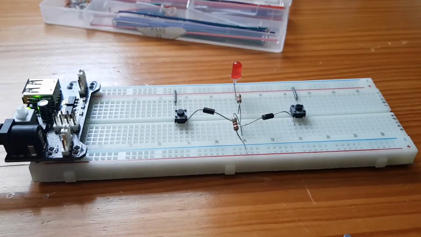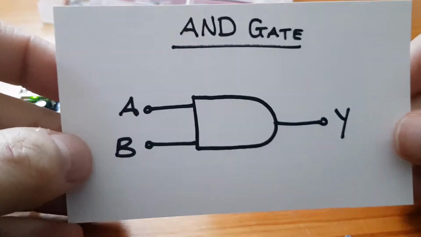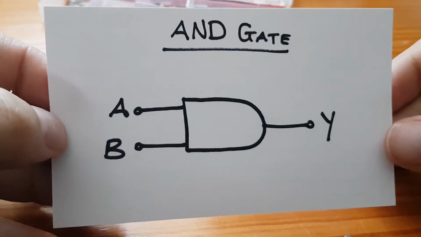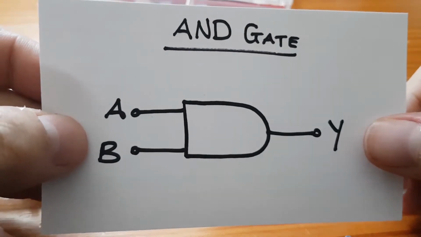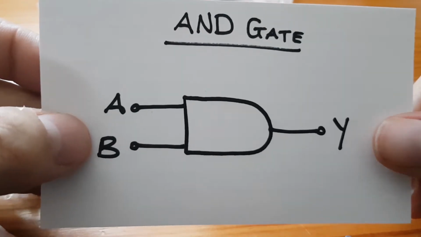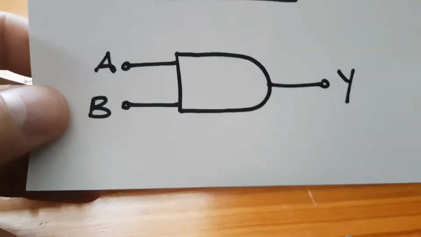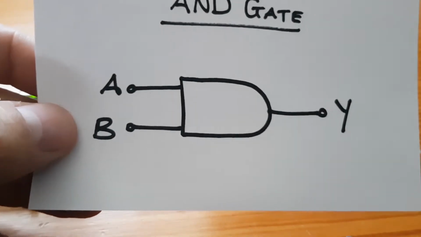Okay, and the last one I want to do today is the AND gate. So the AND gate looks like this. This is the logic symbol for it. So two inputs again and one output. But again, you can have more than two inputs. You can have 3, 4, 5, 6. You can have as many inputs as you want to.